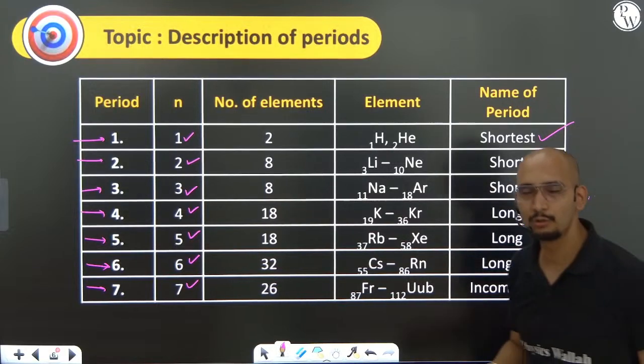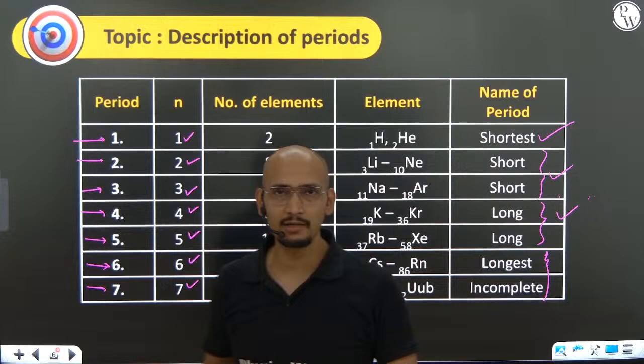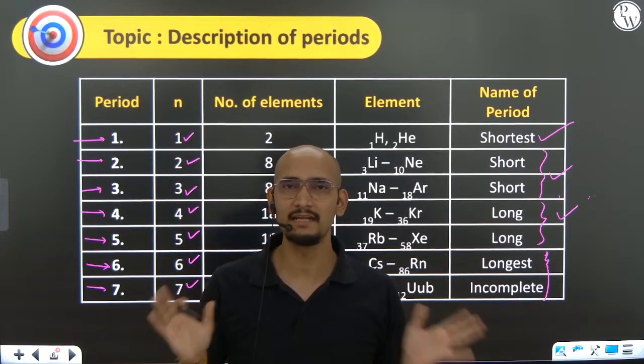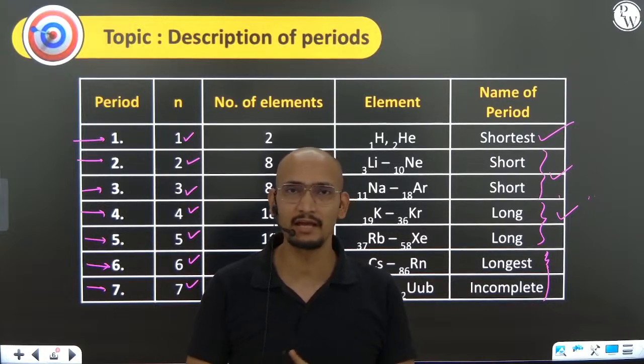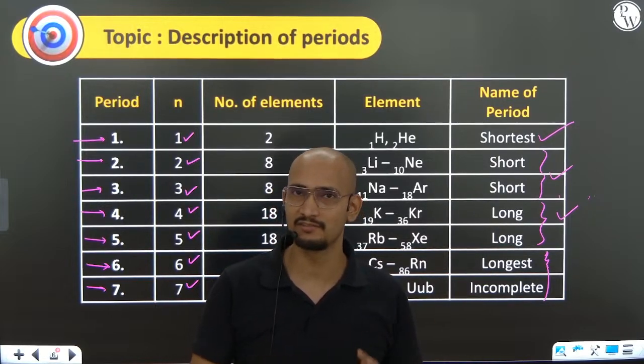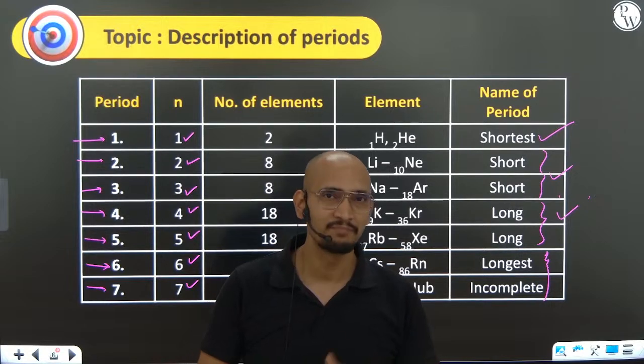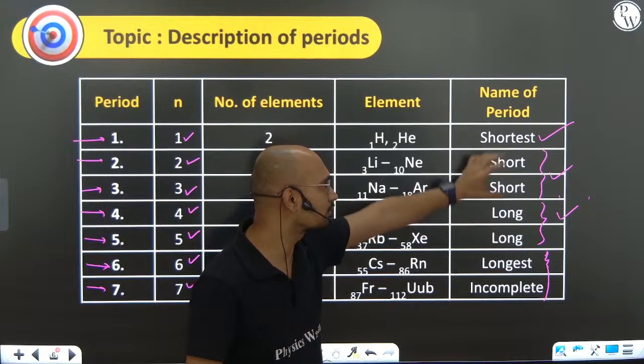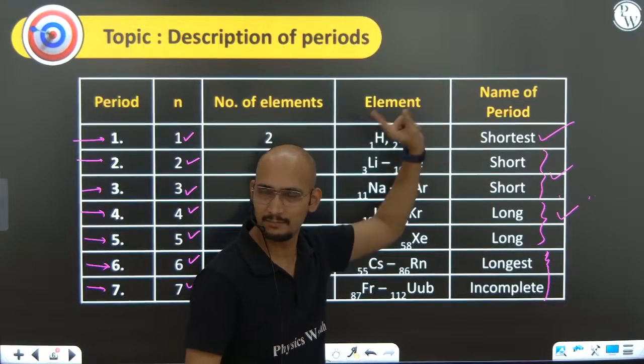Though we all know that now we have almost 118 elements, but they are all laboratory formed, human made. They are not naturally occurring substances or naturally occurring elements. So we can say that there are 2 longest, 2 long, 2 short, and 1 shortest period.